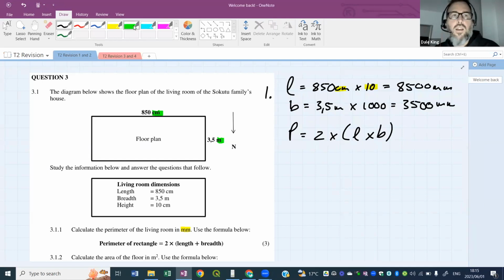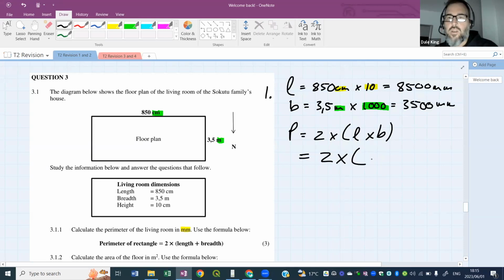Okay, so I converted the centimeters by multiplying by 10 and I got millimeters. For meters to get to millimeters, I have to multiply by 1,000. So I got my millimeters that way. Now everything's in millimeters because the question wants millimeters. Now I can sub into my formula. So I'm going to put it all in now. These are big numbers. It's fine. We're doing exactly what they asked.